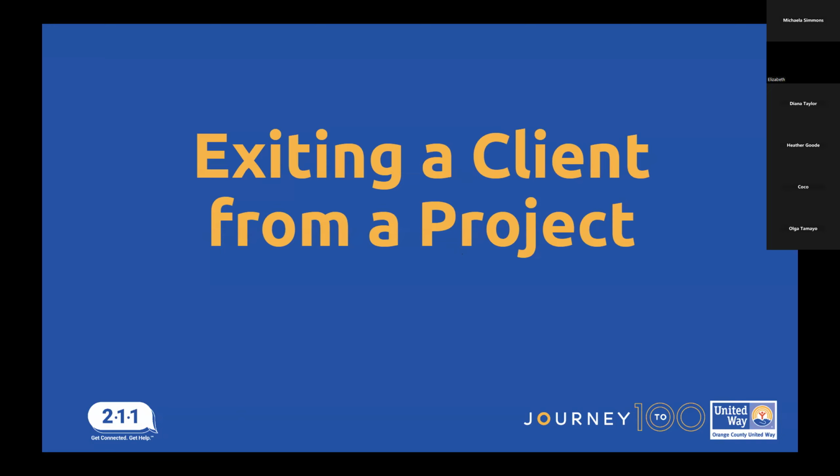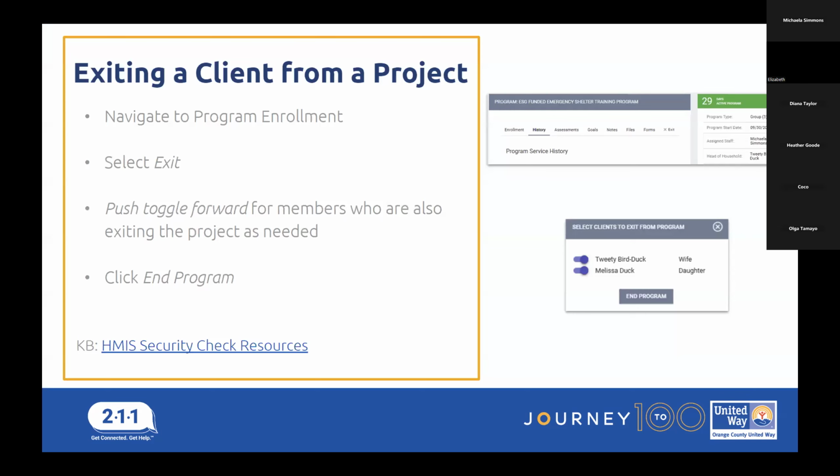Okay. In this section, we will review the workflow of exiting a client from a project. When the client is no longer in need of your project services, you will need to exit them from the project. You will need to edit the enrollment for the head of household in the project they are exiting. You will need to go to the Programs tab and then click Edit on the project you wish to exit the client. In this case, it would be the ESG Funded Emergency Shelter Training Program. You will select the Edit button on the right side like it is shown here.